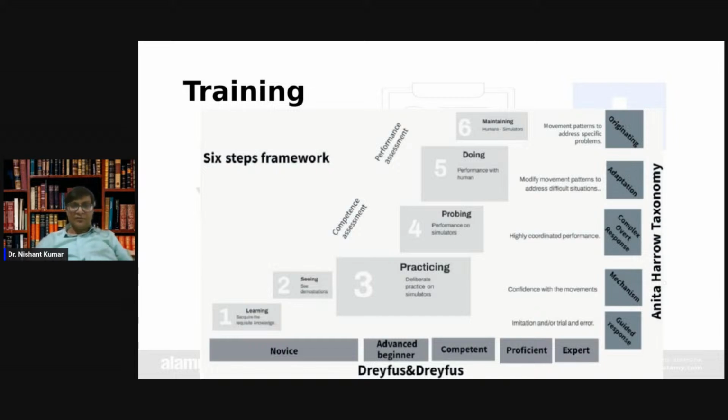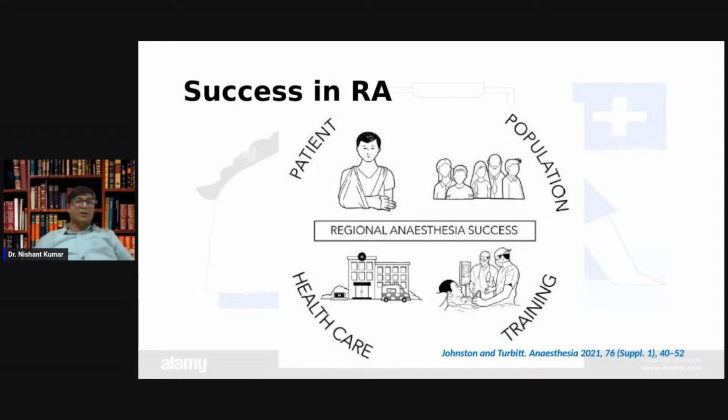So we have learning, seeing, practicing, probing, doing, and mentoring. These are the things that you have to achieve in a trainee to say that he or she has been successfully trained in regional anesthesia. How do we ascertain success in regional anesthesia? At the level of the patient? Patient is happy.